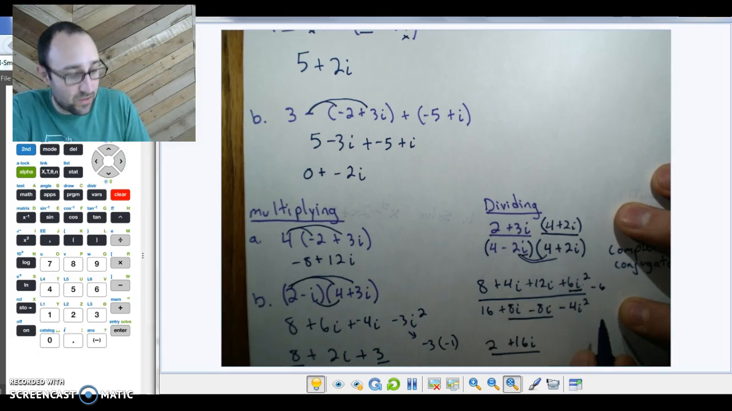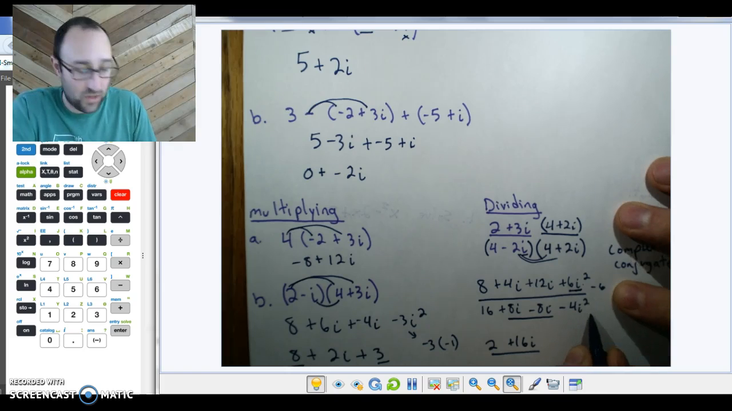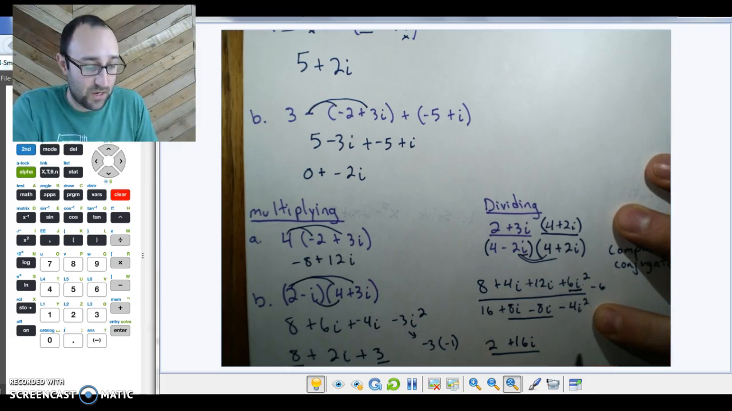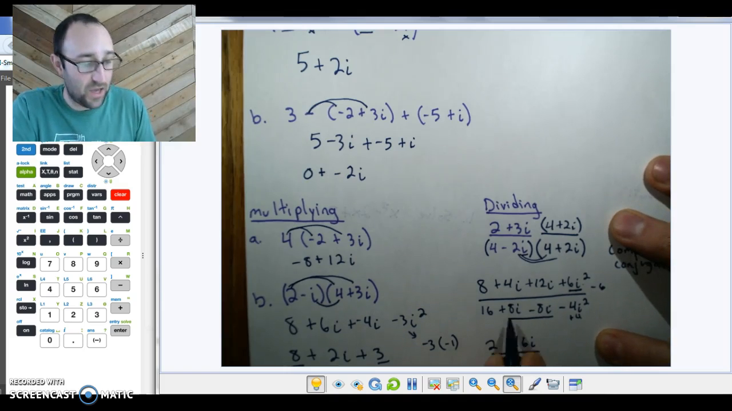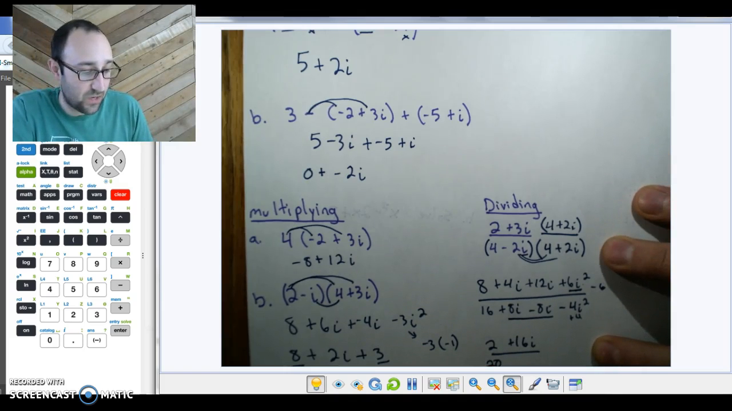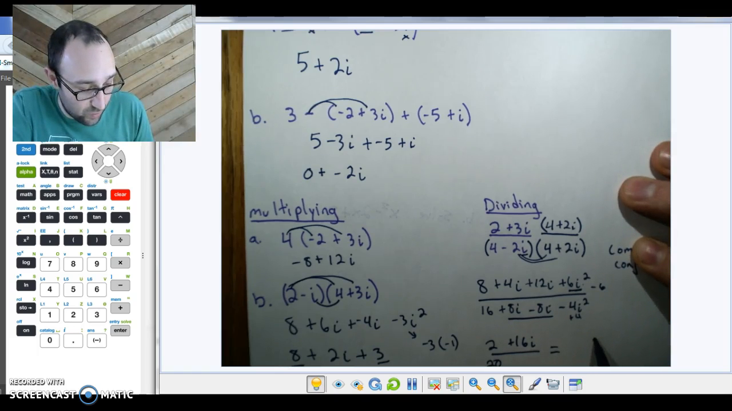Alright, and then this one also, when I add together the denominators, i squared is negative 1, so negative 4 and negative 1 is going to be plus 4. So 16 plus 4 is 20, 8i minus 8i is nothing, and we should end up with just this number. So if we clean it up, we can look at it as 2 plus 16i all over 20.